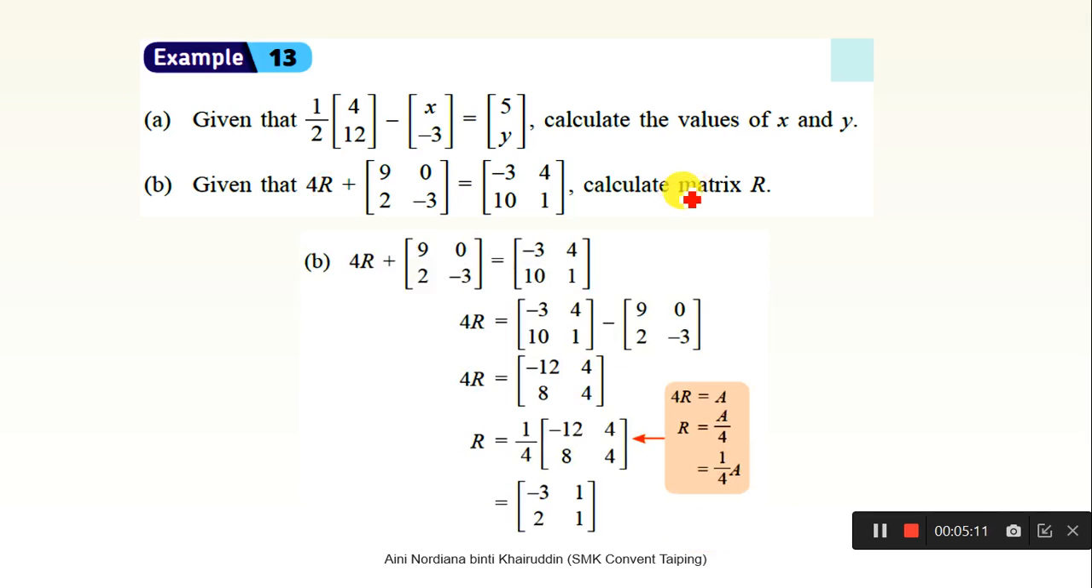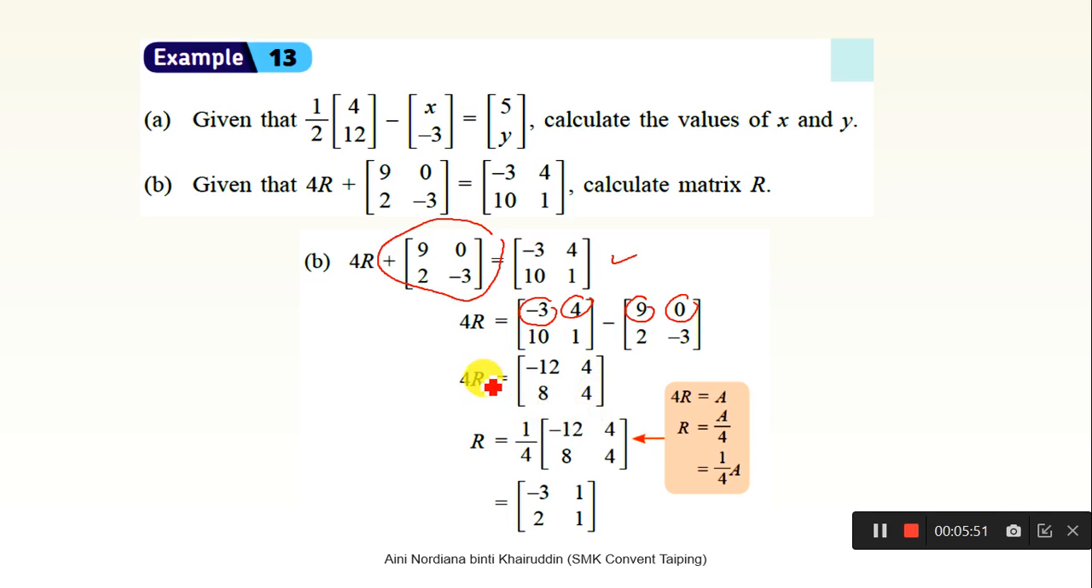Next for B. So this is the question. So we just transfer this element to the other side. So this is plus. So when we transfer to this side, it becomes minus. So you just minus all the elements of this matrix. Negative 3 minus 9 is negative 12. 4 minus 0 is equal to 4. 10 minus 2 is 8. 1 minus negative 3 is 4.